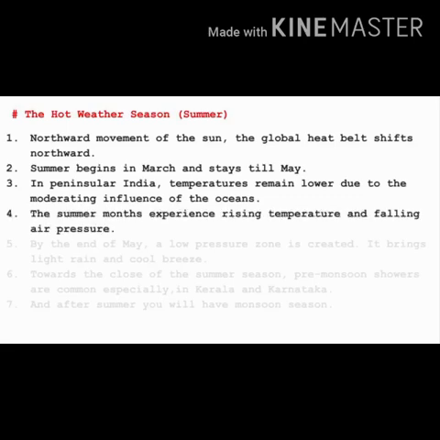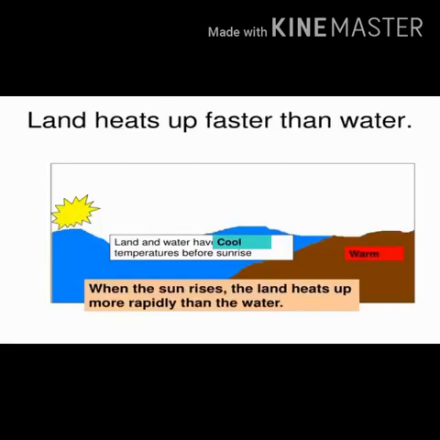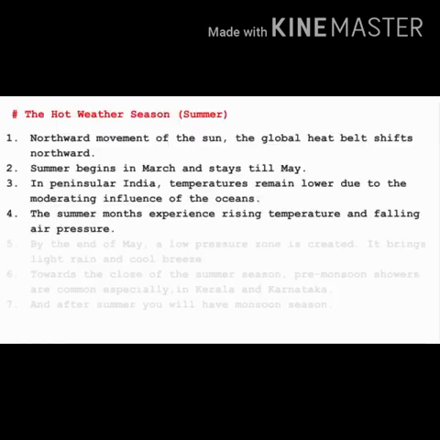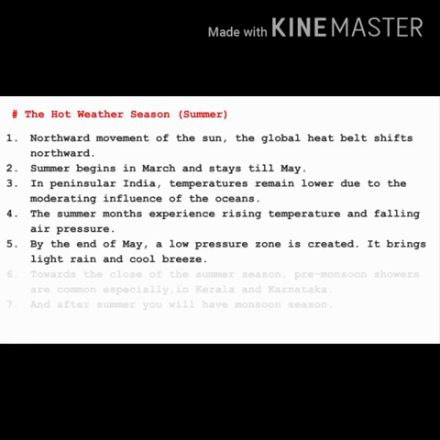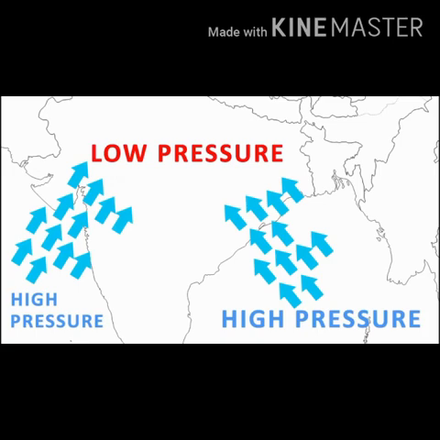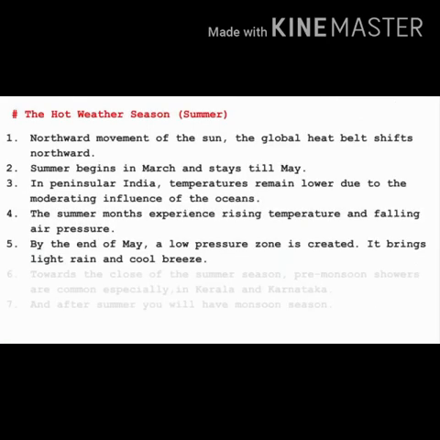Now the summer months experience rising temperature and falling air pressure. So in summer what happens, the land mass gets heated faster than the water bodies. Now due to this differential pattern of heating, air pressure is created, and we have read this before that the land mass gets heated faster and hence a low pressure zone is created, and on the other hand water bodies develop a high pressure zone. And then by the end of May, when summer comes to an end, this low pressure zone which is created in the land mass attracts the wind coming from the high pressure zone, that is from the sea. And when the wind particles move from the sea towards the land mass, they carry small water particles which burst and cause showers.